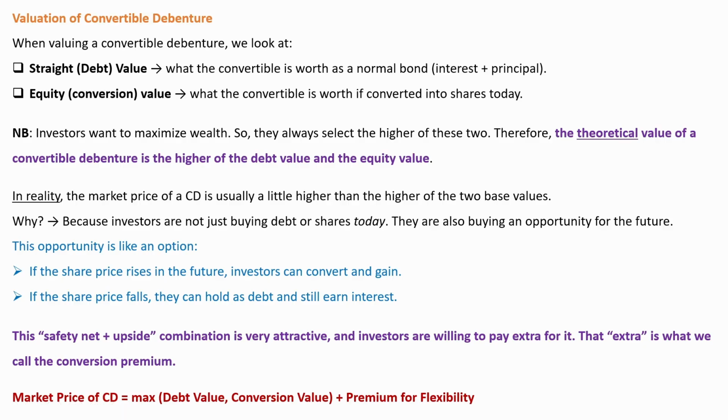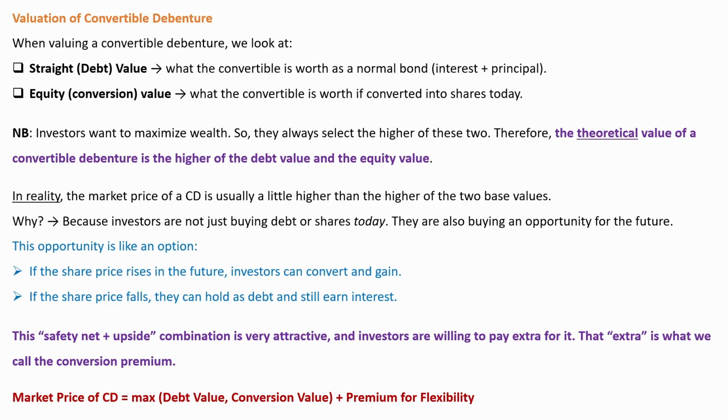Then after you have picked it, add premium, which is the price you pay for flexibility, for the option to convert. So in conclusion, the market price of a convertible debenture is given by the maximum of debt value or conversion value plus the premium you pay.